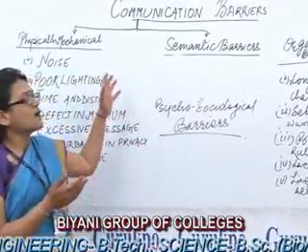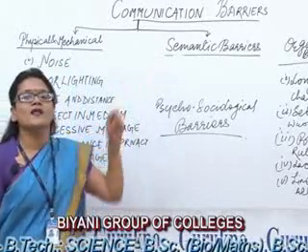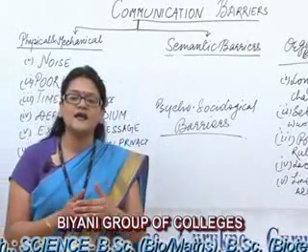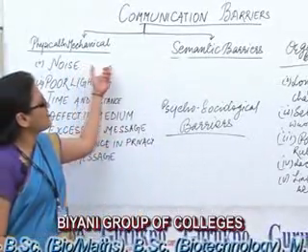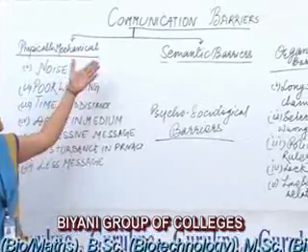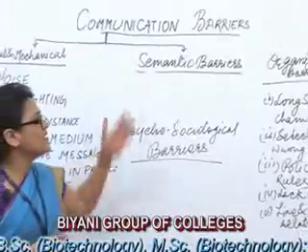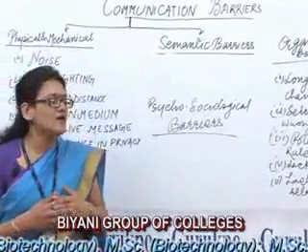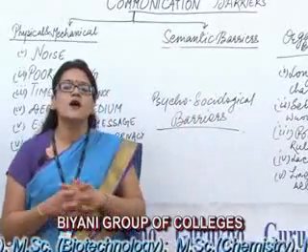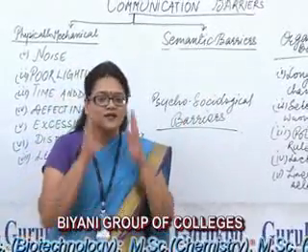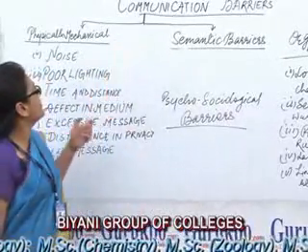In that sense, communication is what? Making common. But when barriers come, that communication got obstructed and hurdled. And what kind of barriers can come in the path of communication are majorly four categories. Those are physical and mechanical. Second one is semantic or linguistic barrier. Third one is psycho-sociological barriers. And fourth one is organizational barriers.